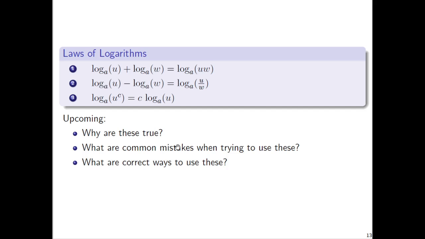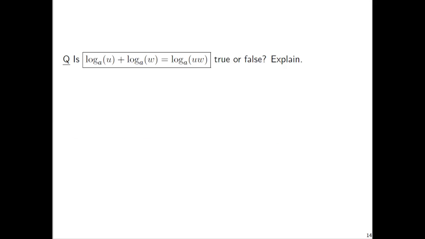Common mistakes occur because people somehow think that this first formula has a plus sign on the right side, but it doesn't. It's a u times w in there. Okay, so we're going to look at some common mistakes, and then we'll talk about correct ways to use these formulas, and then use them for the type of problem that we were just looking at. So first, let's take a look at this.